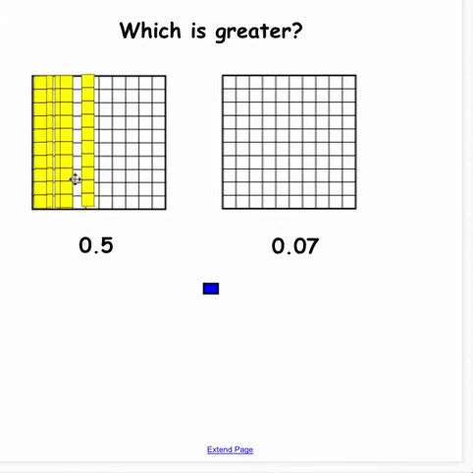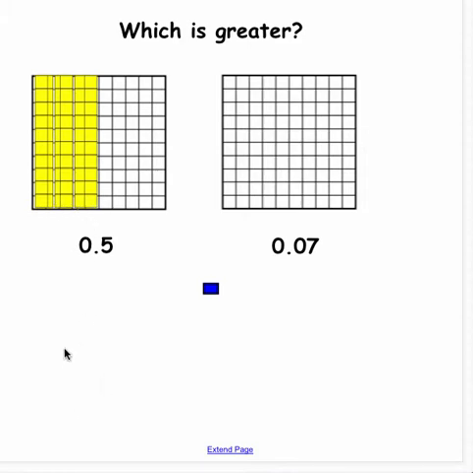1, 2, 3, 4, and do we have 5 there? Let's count from the bottom. 1, 2, 3, 4. Nope, that's only 4. There we go. Always good to double check our work, right? Get them on there. 1, 2, 3, 4, and 5.